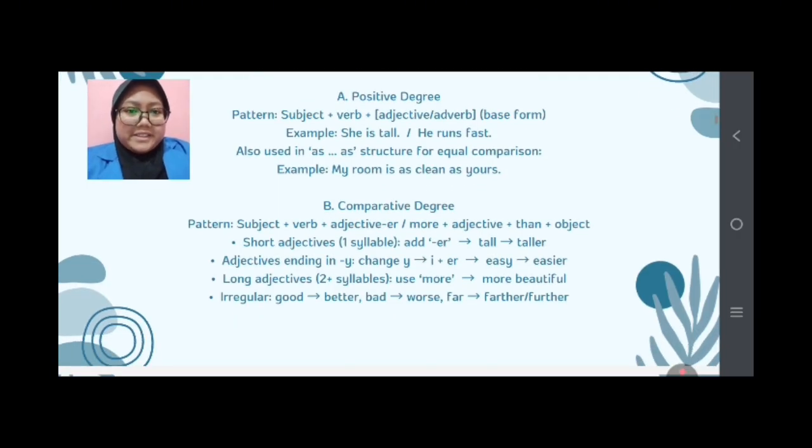B. Comparative degree. Pattern: subject plus verb plus adjective plus "er" or "more" plus adjective plus "than" plus object. Short adjective, one syllable: tall, taller. Adjective ending with y, change y to i plus er: easy, easier. A long adjective, two syllables or more, use more: more beautiful. Irregular: good, better; bad, worse; far, farther or further.